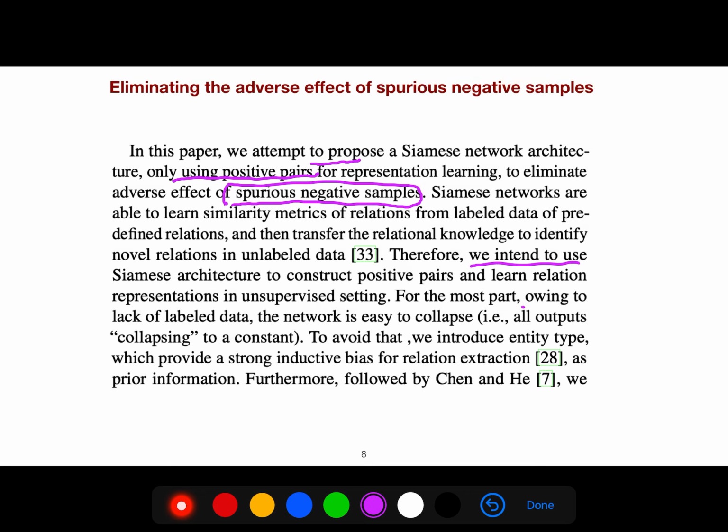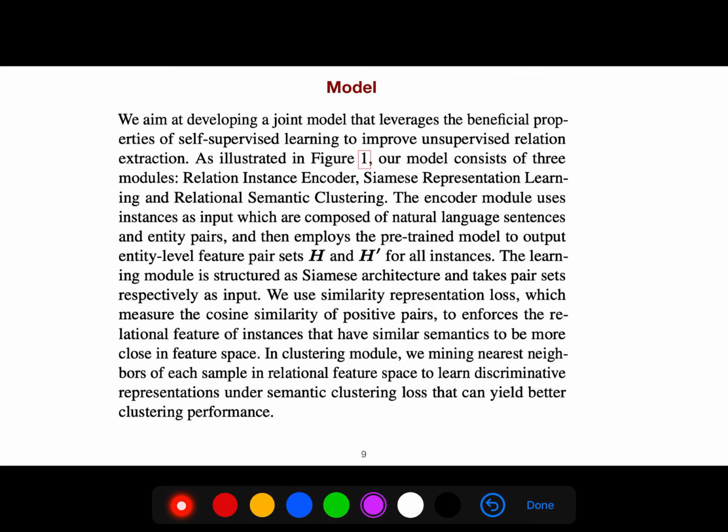For the most part, owing to lack of labeled data, the network is easy to collapse. We have two kinds of collapse: collapse to a point, and collapse to a subspace. To avoid this, we introduce entity type, which provides a strong inductive bias for relation extraction as prior information. So we aim at developing a joint model that leverages the beneficial properties of self-supervised learning to improve unsupervised relation extraction.